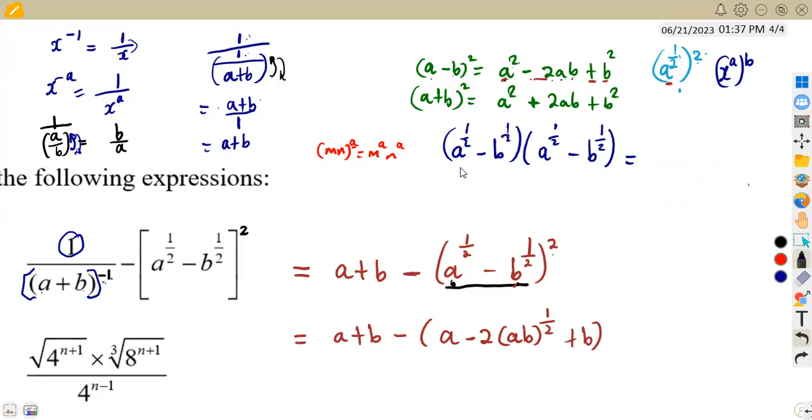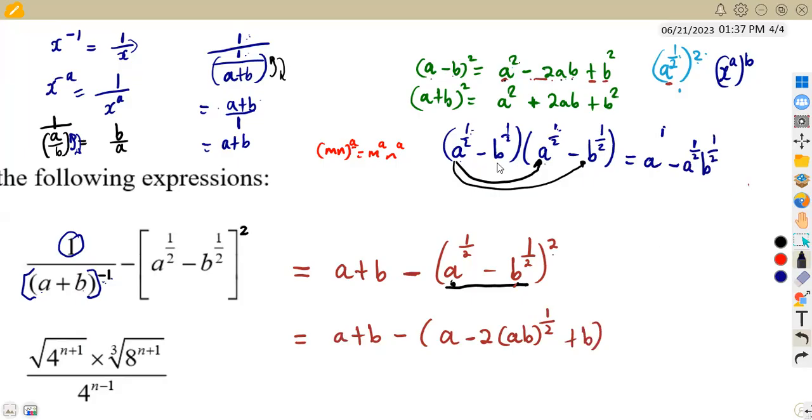So here we are going to multiply a to the exponent of a half and a to the exponent of a half. We are multiplying bases which are the same. Remember, you add your exponents. So a half and a half gives us 1. So this is going to be a to the exponent of 1. We move on. We multiply a to the exponent of a half and minus b. So this is minus a to the exponent of a half, b to the exponent of a half.